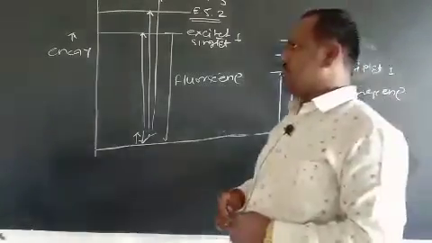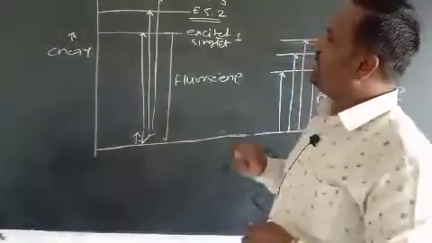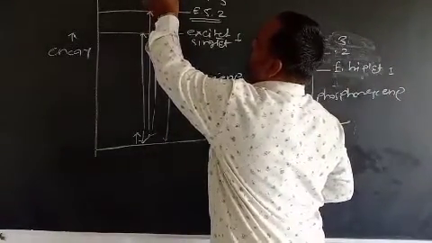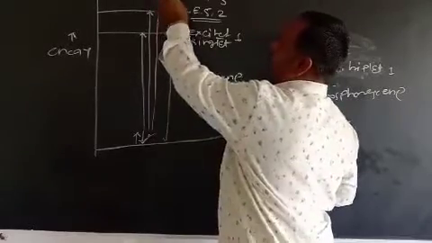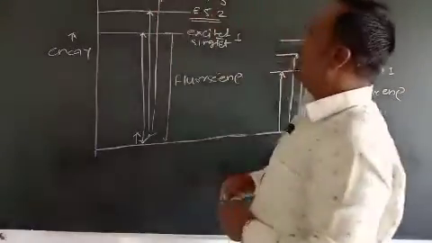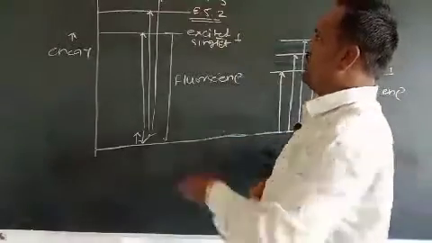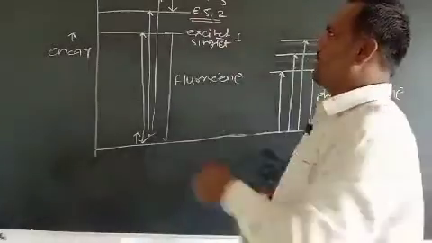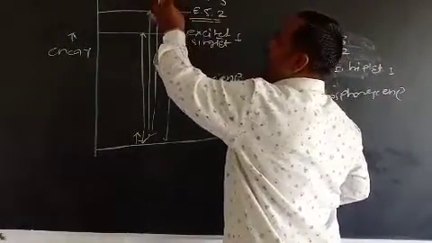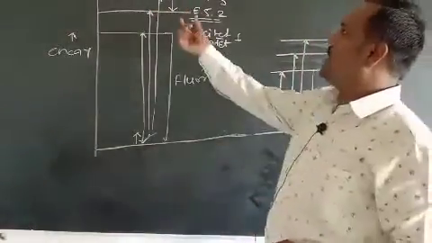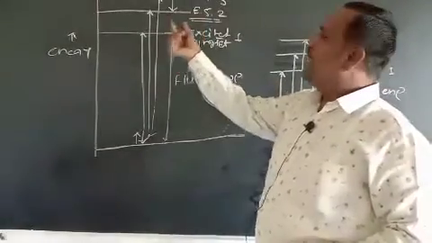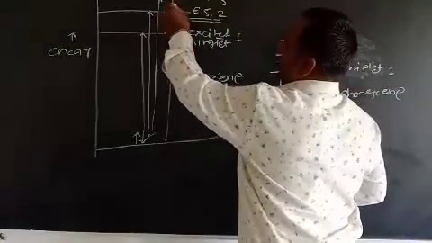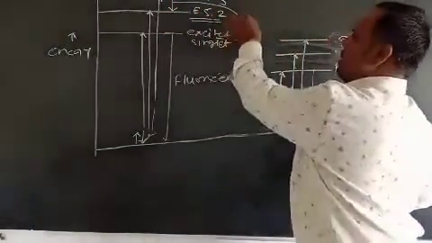Another possibility of deactivation is that if an atom or molecule is present in the excited singlet third state, it will return to the excited singlet second state. So from excited singlet third to excited singlet second, or excited singlet second to excited singlet first, this kind of transformation is called internal conversion.